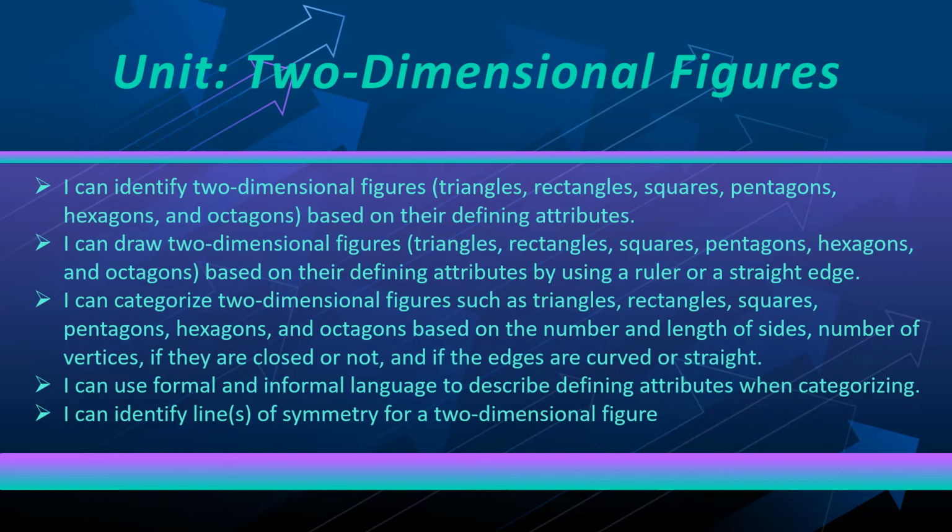This unit of study will encompass the following key learning goals. I can identify two-dimensional figures based on their defining attributes. I can draw two-dimensional figures based on their defining attributes by using a ruler or a straight edge. I can categorize two-dimensional figures such as triangles, rectangles, squares, pentagons, hexagons, and octagons based on the number and length of sides, number of vertices, if they are closed or not, and if the edges are curved or straight.